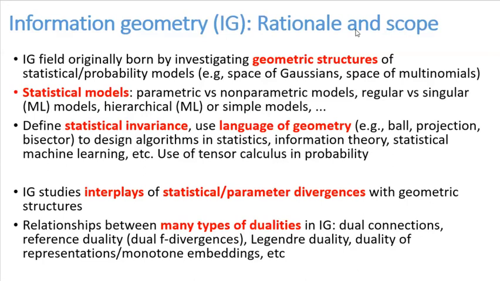But by doing so, we unraveled some very nice interplays between statistical and parameter divergences with the geometric structures. And of course, it has also unraveled many kinds of dualities. We see there's a notion of dual connection, there's a notion of oriented distance, and dual divergences. There's a notion, when it is flat, of Legendre duality, a notion of dual representation, and so forth. So basically, it's a land of duality. And this is why I think information geometry, with a very broad scope, could be thought of as a structure of duality somehow.